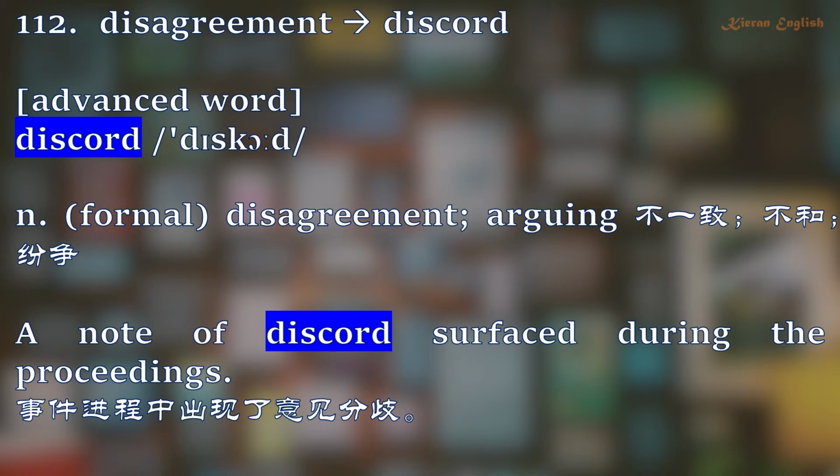Advanced word: discord. D-I-S-C-O-R-D. Noun. Formal, disagreement, arguing. A note of discord surfaced during the proceedings.